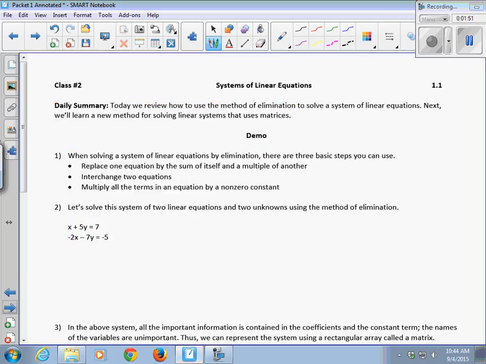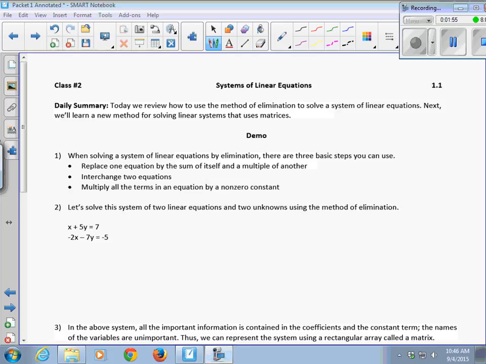Okay, so very quickly about the quizzes. So today we're going to cover the material that you read about in preparation for class 1.1. We're going to review how to use the method of elimination to solve a system of linear equations. And then next, we're going to learn a new method for solving linear systems that uses matrices.